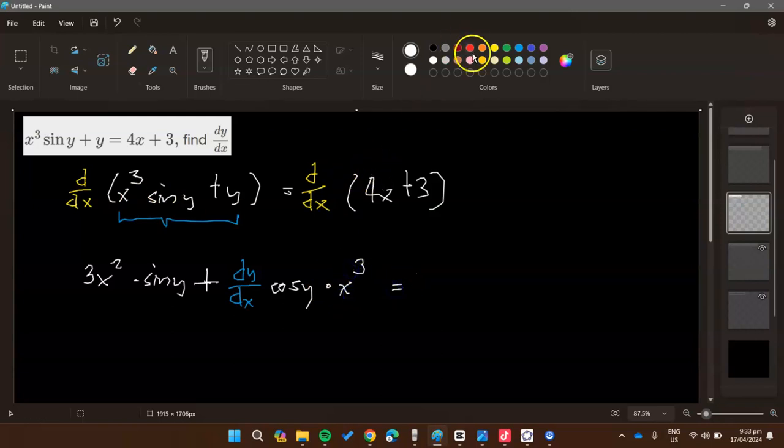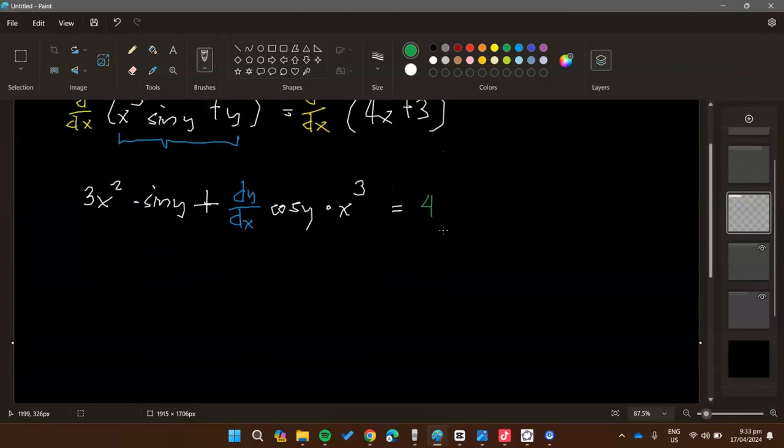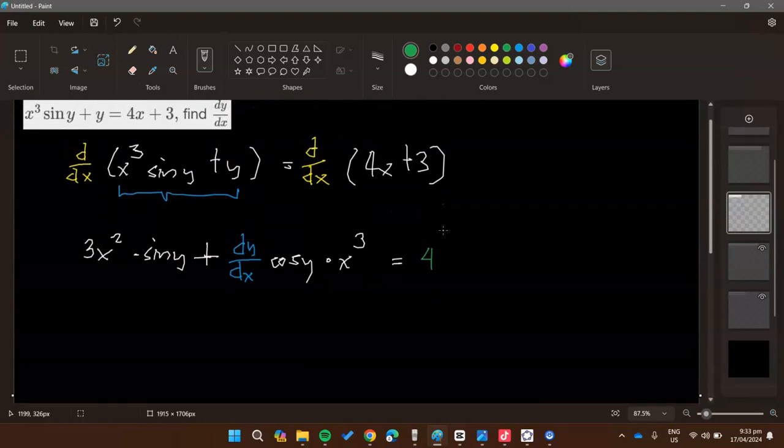And then let's do here. What is the derivative of 4x? That is just 4. And again, the derivative of a constant is 0. So far we have this set up. So what we're going to do is again isolate. I forgot, we still have plus dy/dx. Alright, for this part here, the y.